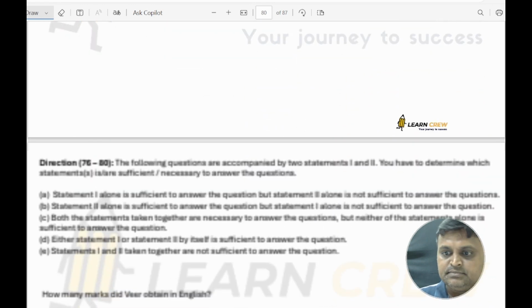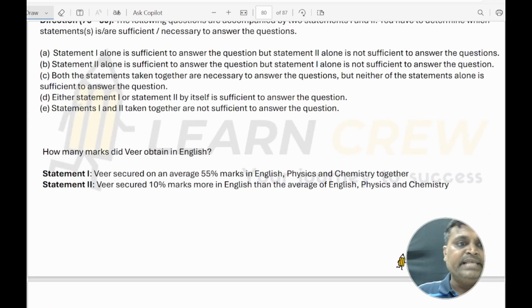Next one. Veer secured on average 55. How many marks did Veer obtain in English? Number of marks you need to find out. Statement 1 has no number of marks. Statement 2 also has no number of marks. When number of marks is not given in statement 1 and 2, how do you find out how many marks? How many marks means number.